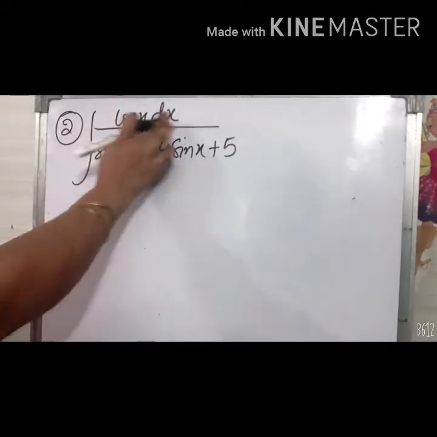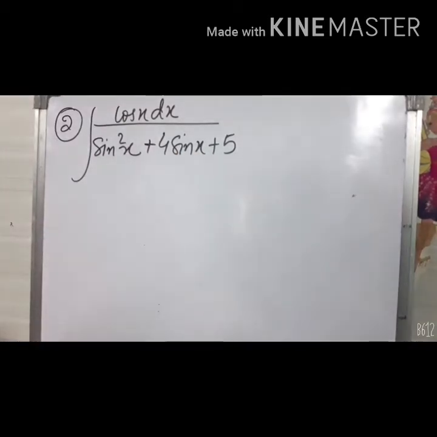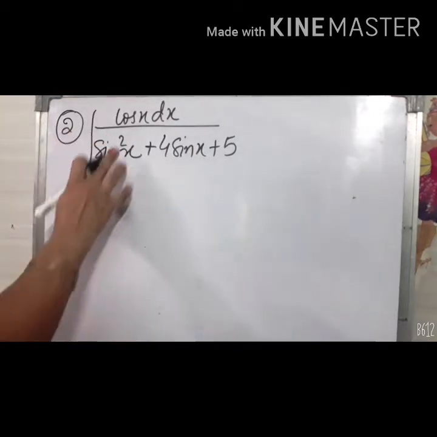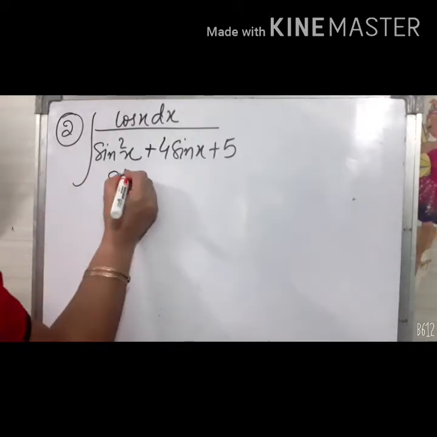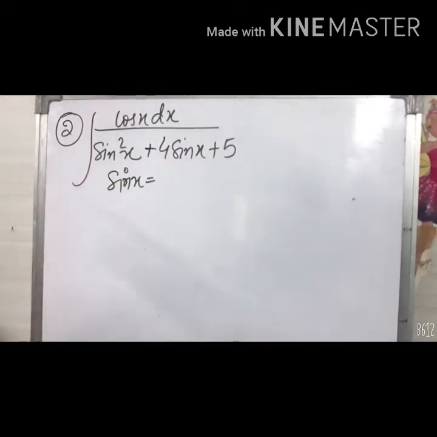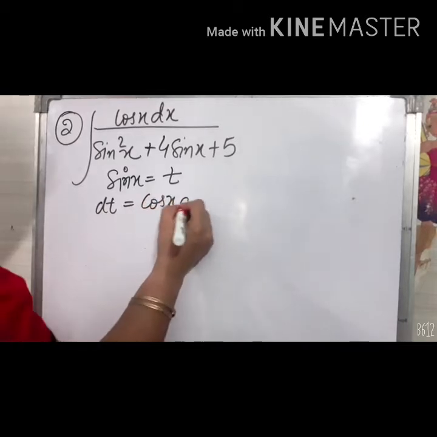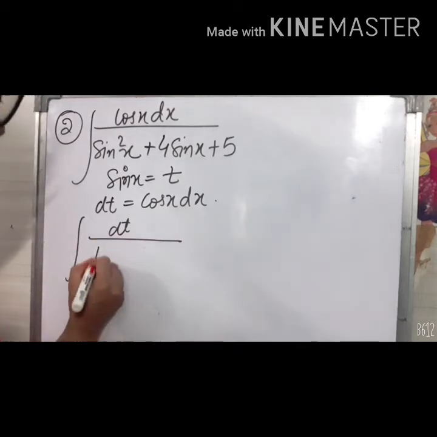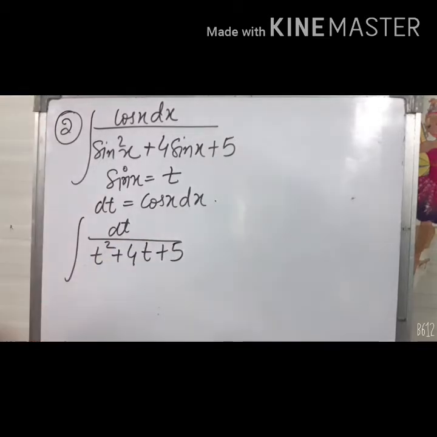Second question is cos x into dx by sine square x plus 4 sine x plus 5. Now you will ask how we will do that from what you are teaching. See here, we know that the differentiation of sine is cos x. So the first step is to substitute, to remove that trigonometric function. I will take sine x equal to t, dt equal to cos x into dx. Perfect. Now it will become dt by t square plus 4t plus 5. Now you got that form.